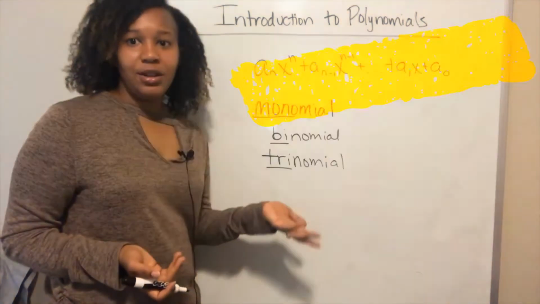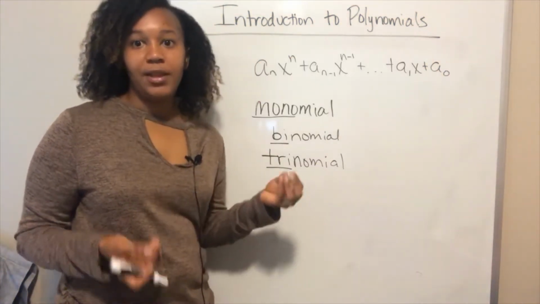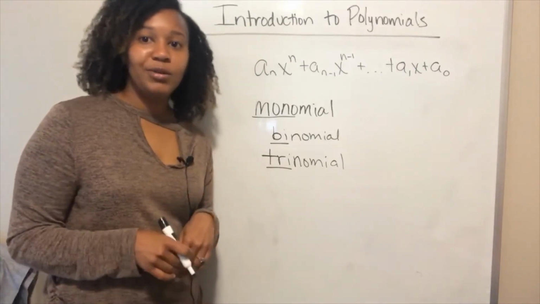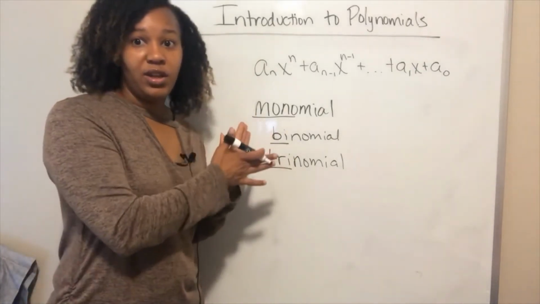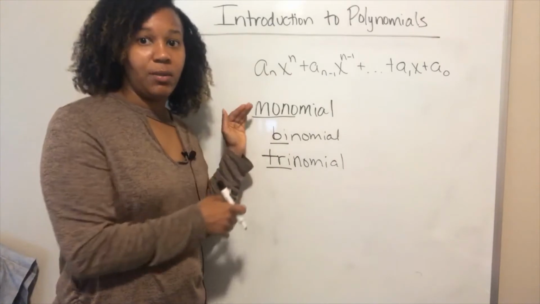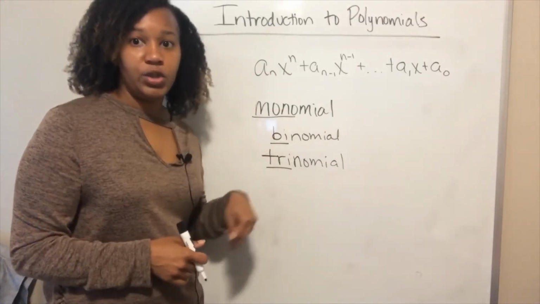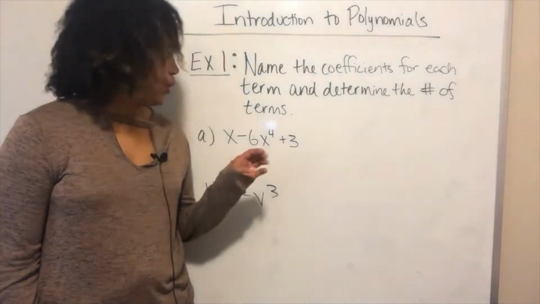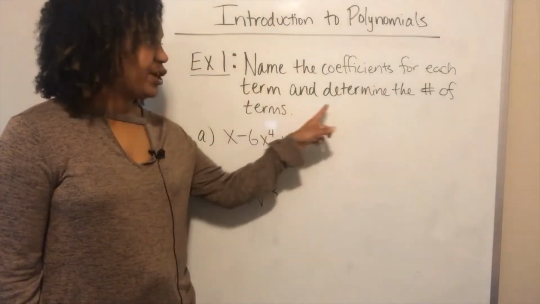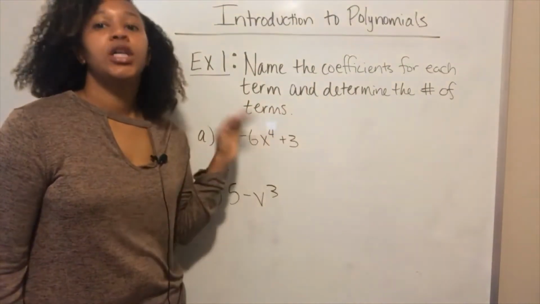Another way is based on the degree. We won't specifically talk about that now. We'll talk about that later with polynomials. But in this video, in the introduction to polynomials, we just want to talk about whether it's a monomial, a binomial, or a trinomial. For example 1, we want to name the coefficients for each term and determine the number of terms for each of these polynomials.